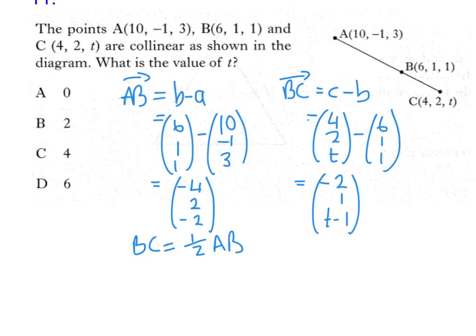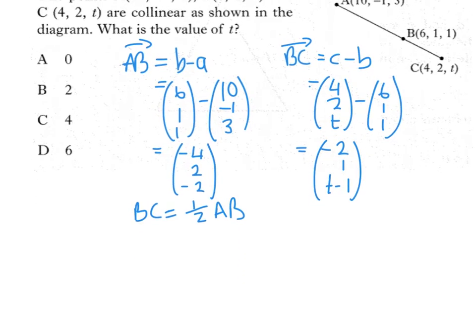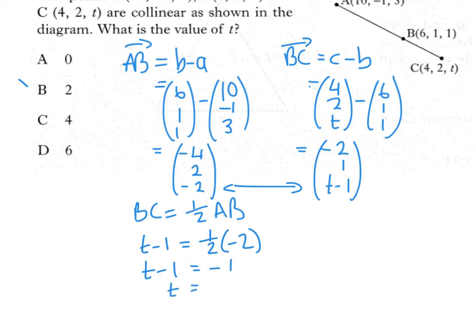So what that means is you can then write your bottom line, the one with the unknown, the one with the T in it. You can write that T minus 1 equals a half of minus 2. So T minus 1, because that's the ones that correspond in the same row. So T minus 1 equals minus 1. If you take minus 1 over, it becomes plus, and that just becomes 0. So the value of T is 0, which means we're going with A for this one.